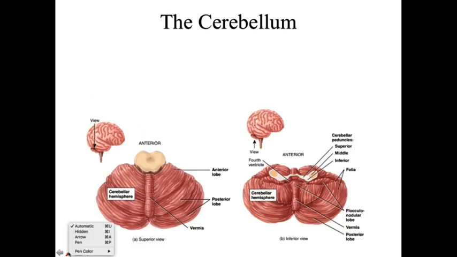A few important landmarks. The vermis, right here in the center, looks like the worm. And then you have two cerebellar hemispheres, one here, one here. Not cerebral hemispheres, cerebellar hemispheres. Okay. There's a posterior lobe, there's an anterior lobe, there's a flocculonodular lobe that's just in front of the worm or the vermis. We have folia, it's all gray matter. And then we can see these peduncles, the superior, middle, and inferior peduncles.